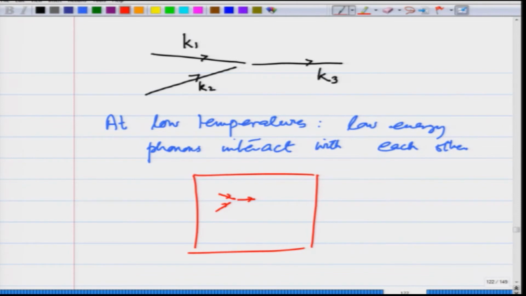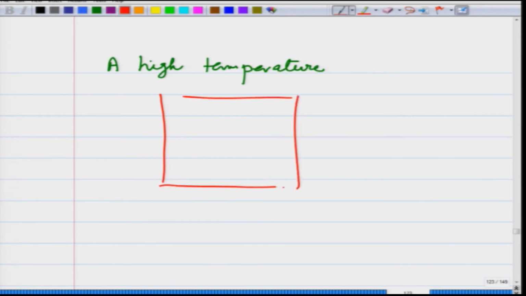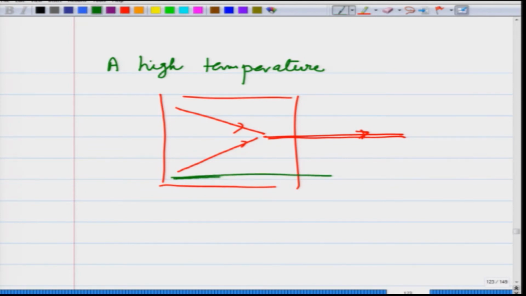On the other hand, let us look at what happens at high temperature. At high temperature, now I have high K phonons also. So, what could happen is I have a phonon coming in, I have another phonon coming in, and they combine into a K which is very, very large. In fact, it may be so large, and I will show it with green, that it may be going outside the Brillouin zone. So, this is K final, K3.